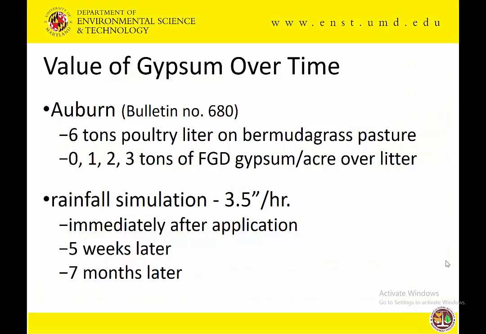Then you would have liked to have known what happened if they kept looking at things again. And here's one study down in Auburn, Alabama, by folks at the university and a USDA facility down there. Experiment Station Bulletin. And they looked at the impact of gypsum on fields that got poultry litter on Bermuda grass pasture. And they looked at a 6 ton per acre rate of poultry litter.